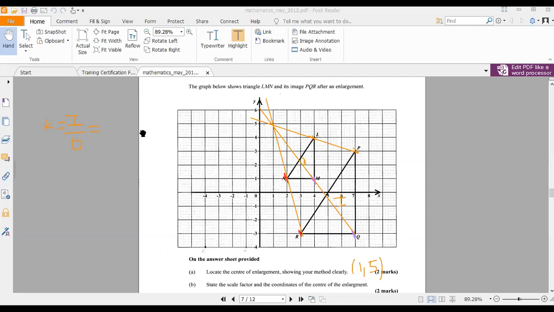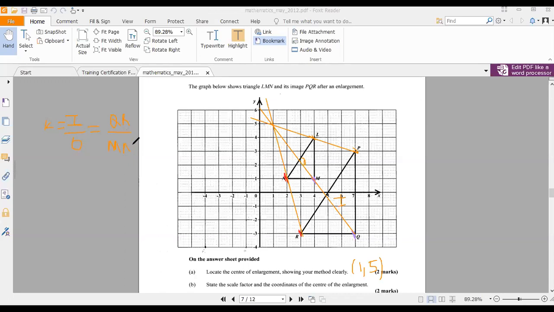What we are going to do: the scale factor is called the image over the object. So I am going to look for my image. We look for the side. Which side are you going to use? Because you have to decide which side of the image you're going to use. From P to Q, QR. So if you use QR, it will be QR over MN. Okay, MN.